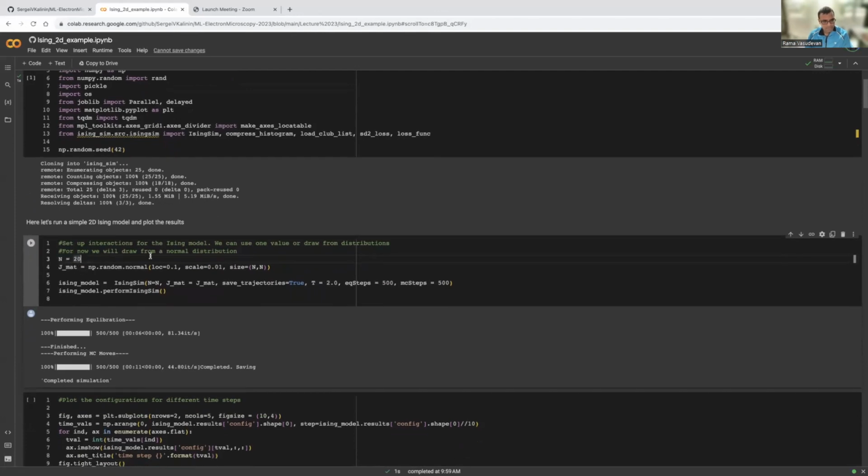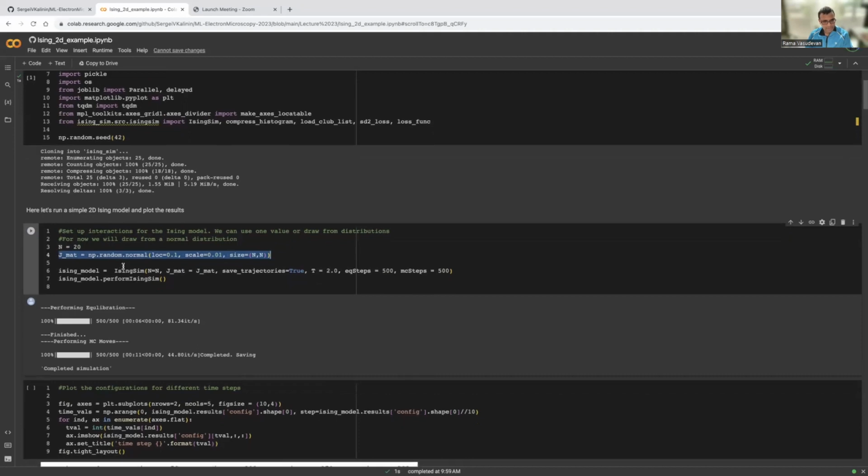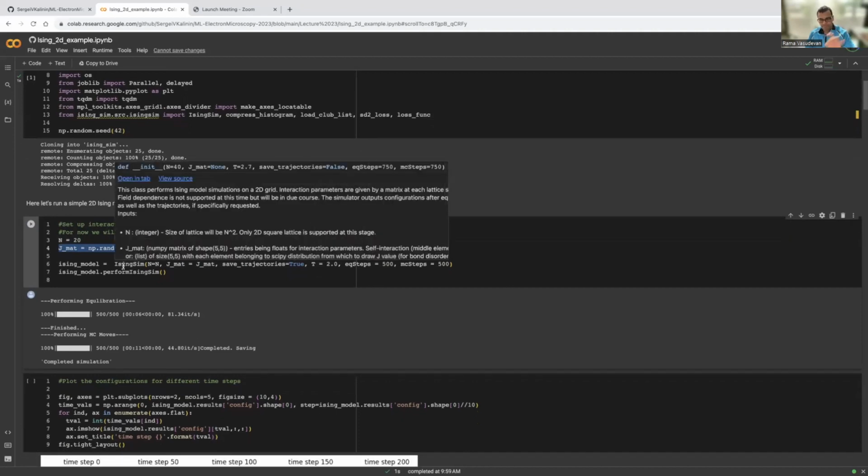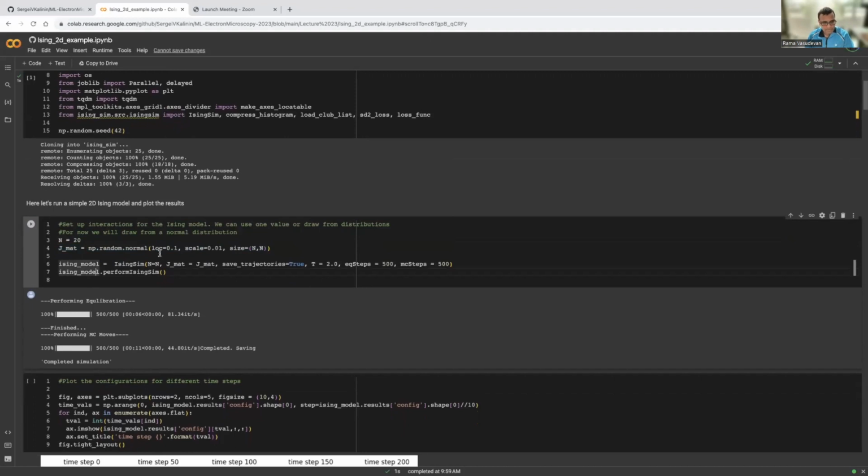We also need to draw from the interactions, so in this case we are going to make an interaction matrix. Each individual site is going to have a different value of J, but it's going to be quite small in its distribution. We're going to center the distribution around 0.1 with a variance of 0.01. In other words, almost all the interactions are going to be around 0.1 plus or minus 0.01. And then we just instantiate the Ising simulation.